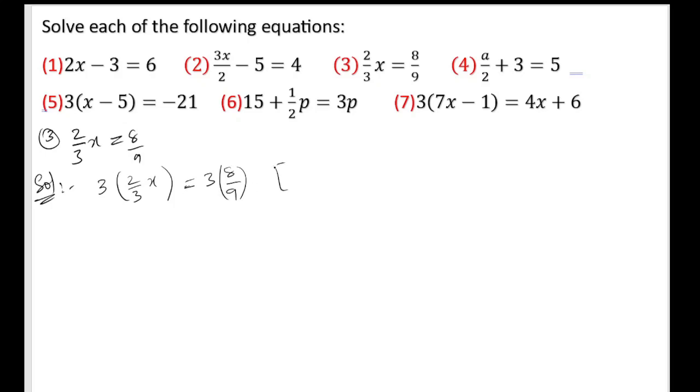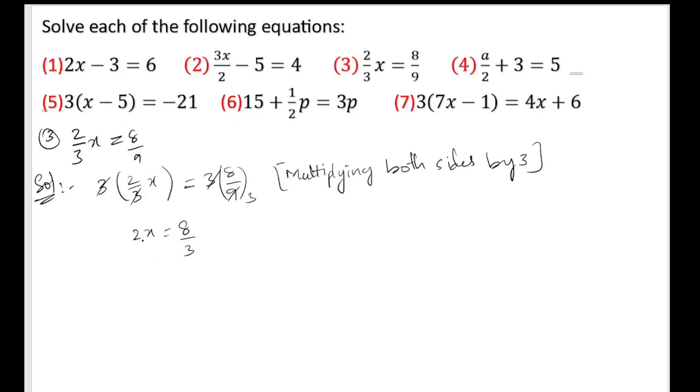So for that, it will be multiplying both sides by 3. So the 3s cancel on both sides, and 2x is equal to 8 by 3. So we have got this.